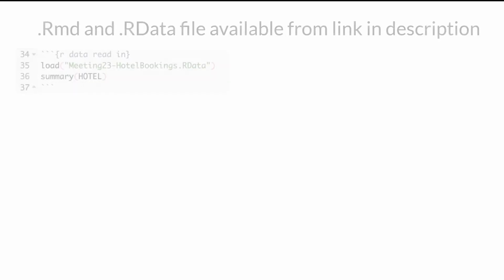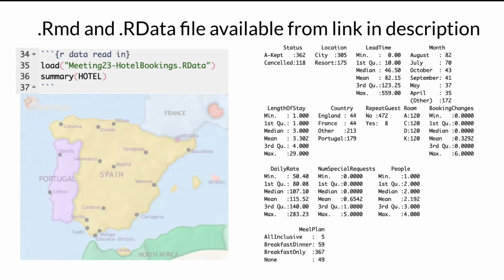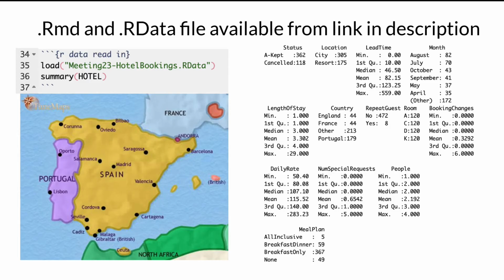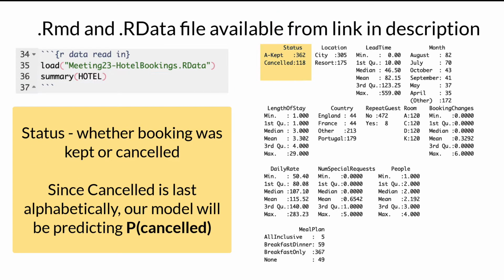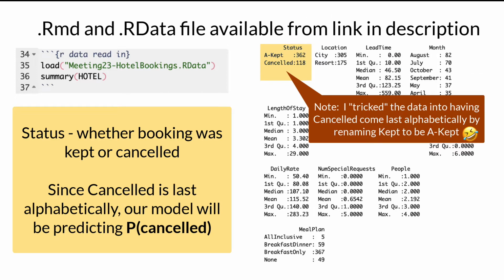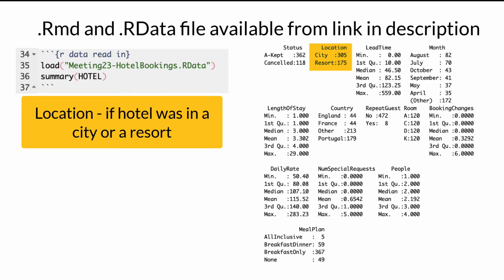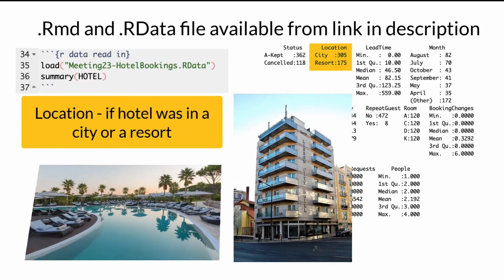So loading in the data, we find that we have information on 480 bookings of some hotel chain located in Portugal. So what do we have about these different bookings? Well, the first column is status, and lets us know if the reservation was kept or if it was ultimately canceled. Now, canceled comes last alphabetically, so our model will be predicting the probability that a booking is indeed canceled. Now, the other columns let us know things like the location of a hotel, whether it's in the city or at a resort.